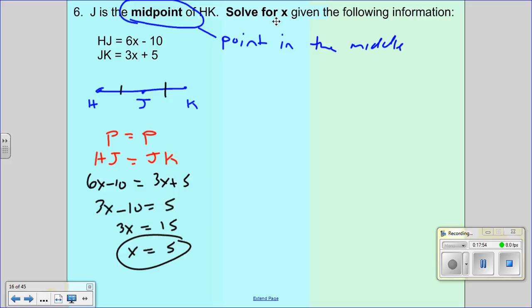Now, when I go back up to the directions, all it asked for was to solve for x, so that means I'm finished.